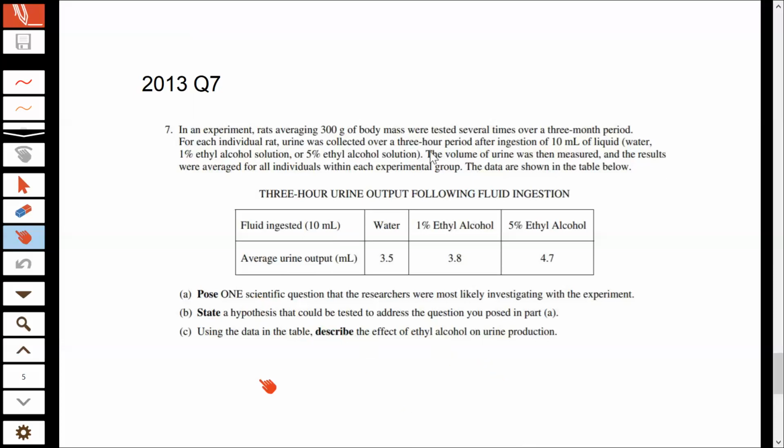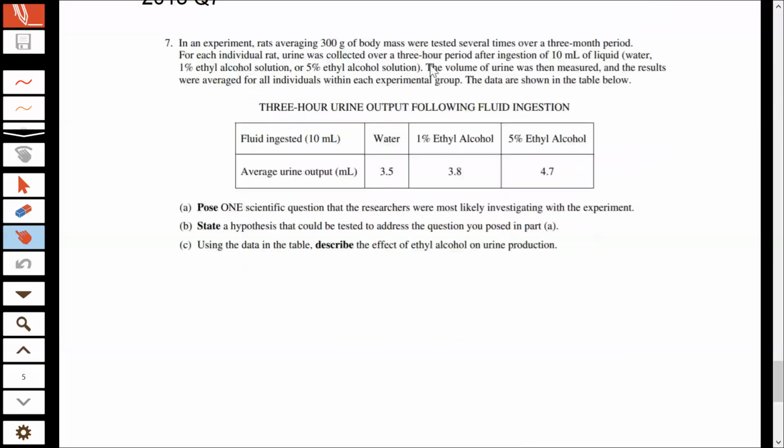Okay. Now C, using the data table, describe the effect of ethyl alcohol on urine production. So now we want the correct answer. And it's pretty easy to see here that the more ethyl alcohol you have, the more urine is produced, right? So that's basically what they're looking for. So those are all the questions I have.